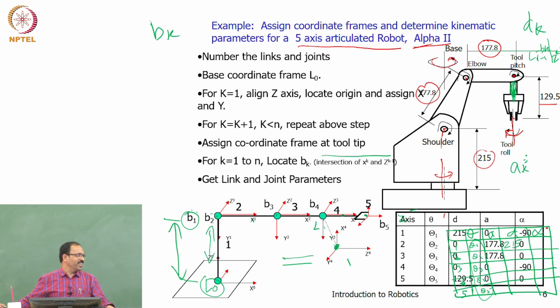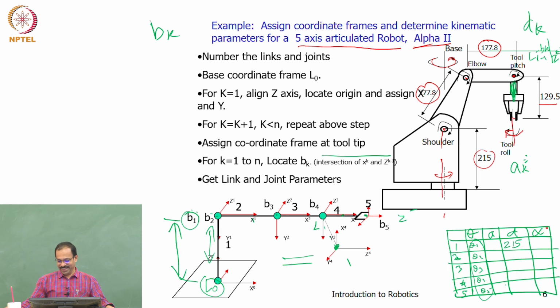What is AK defined? Okay, BK to LK along XK, right? So B1 and L1 are at the same point, and therefore you will see this as 0. A1 is 0, B1 is 215. What is alpha 1?